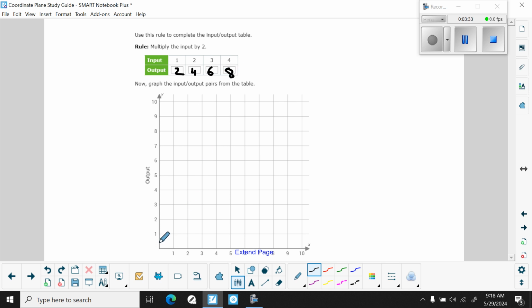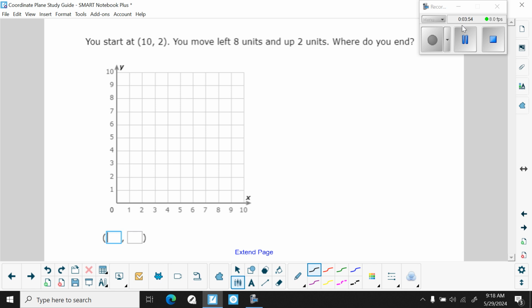So I would plot the point 1, 2, 2, 4, 3, 6, 4, 8. There you go. That's how you plot it. Next question.